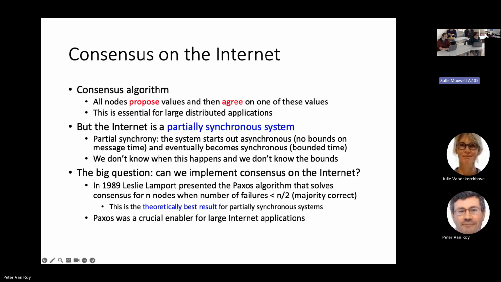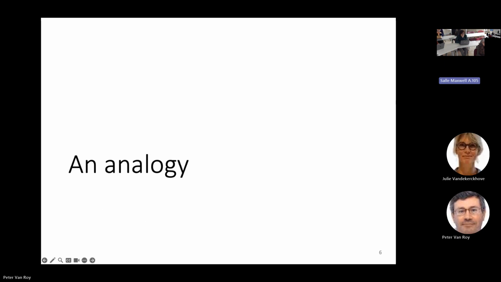That's the internet. That's because of how the internet is built, the hierarchical structure. And any very large system will be partially synchronous. So this was actually a big question: can we implement consensus on a partially synchronous system, the internet? Many people worked on this for a long time. And in 1989, Leslie Lamport presented the Paxos algorithm, which allows you to do consensus on n nodes. There's only one condition, that the majority of the nodes have to be correct, so fewer than n over 2 failures. And this has been proved to be the theoretically best result. So Paxos opened the door to really big, huge internet applications.